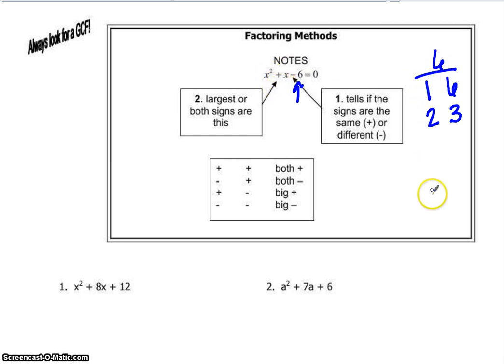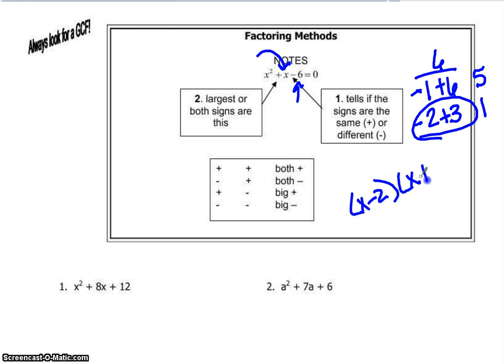Notice that I wrote my small factors on the left, my big factors on the right. Largest is positive, so that's going to be a positive, that's going to be a positive. If they're different, that means your small one better be negative. Then you're going to say, well, negative 1 plus 6 is 5. Negative 2 plus 3 is 1. I need the one that equals the coefficient for x. If there's not a number in front of it, that's like a 1. So these are the factors I'm using, and you just put them in parentheses to make your answer. x minus 2 and x plus 3 would be your answer there.